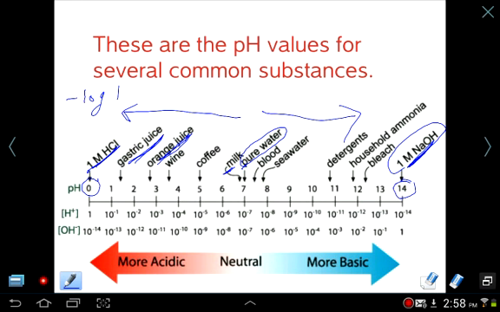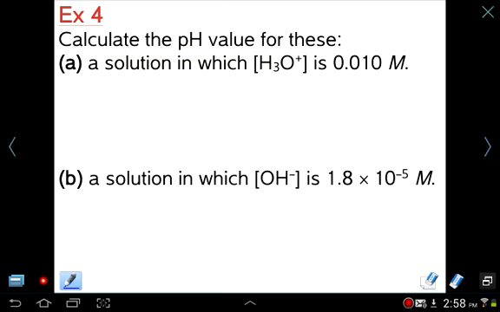Your bleach is your famous strong base, quite strong, and there are many cleaners and detergents at home. Most of your cleaners are actually basic. So this is kind of an overview of some common substances that are either basic or acidic. So we can now calculate the pH values for these.